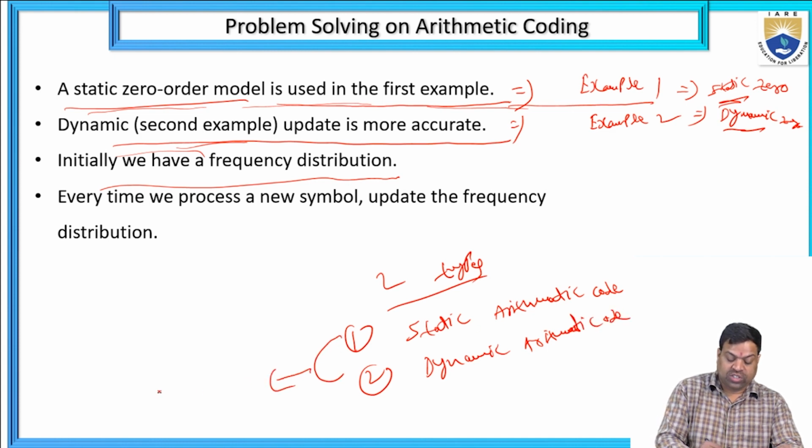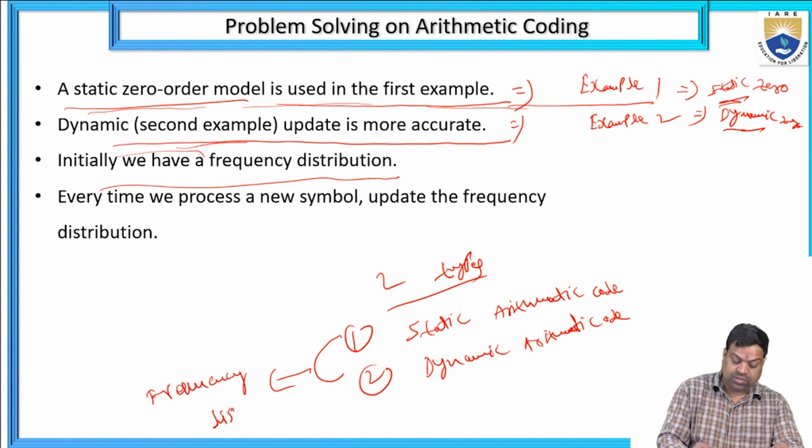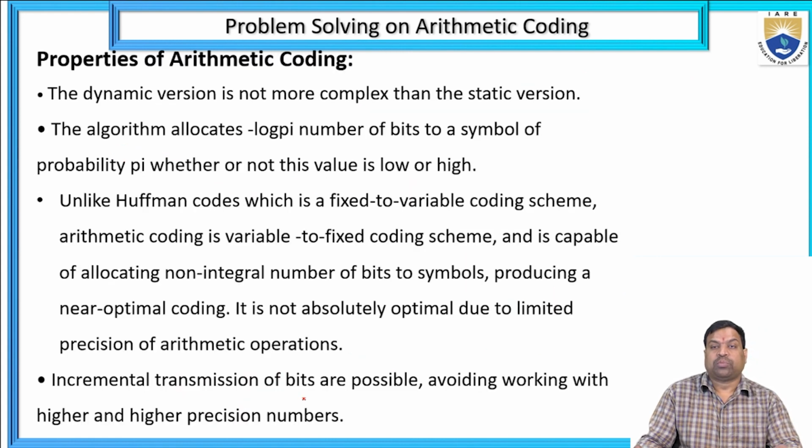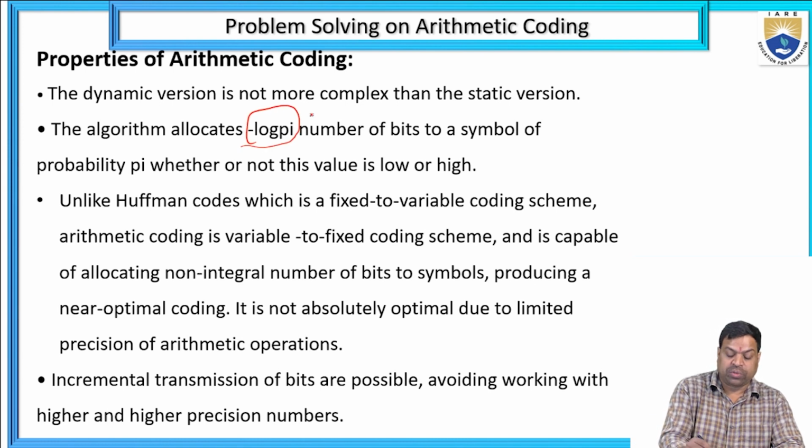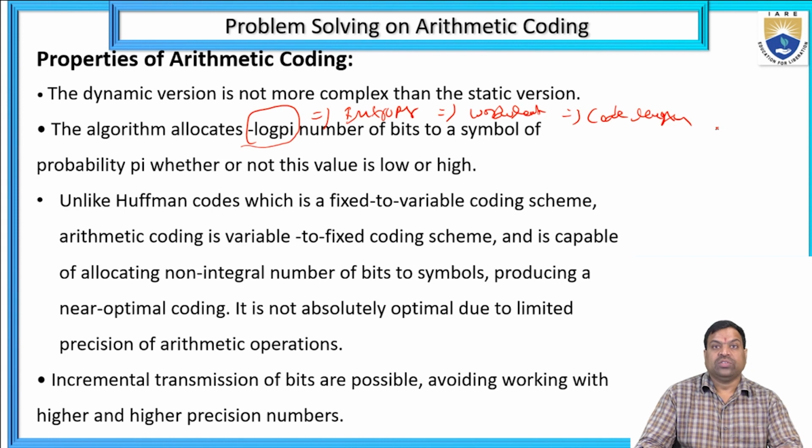So these are different codes, but finally what we have to do is frequency distribution. The properties of arithmetic coding: the dynamic version is not more complex than the static version. The algorithm equates to minus log pi. Already we know what minus log pi is: we are finding out the entropy, or word length, or code length. So the dynamic version is not more complex than the static version.